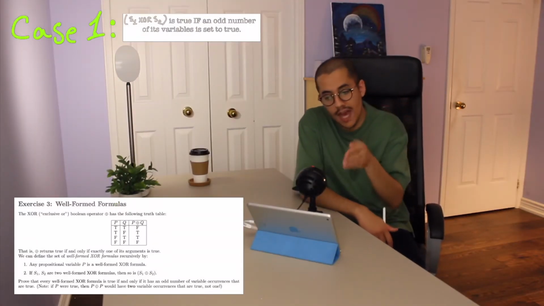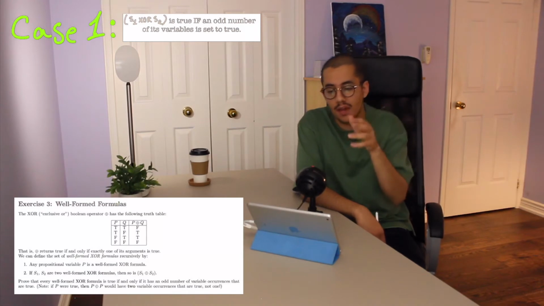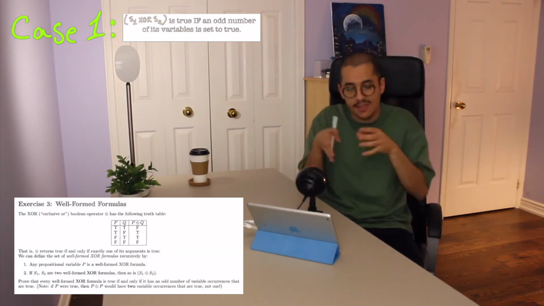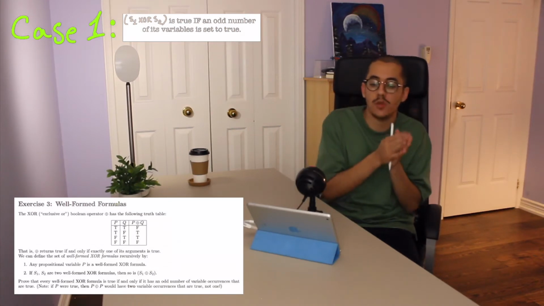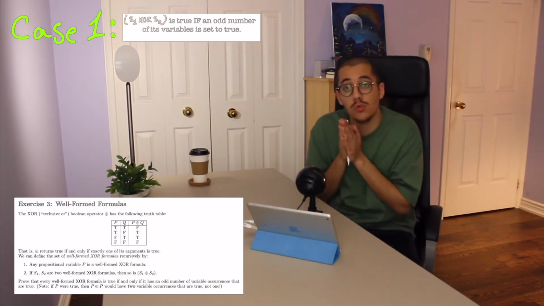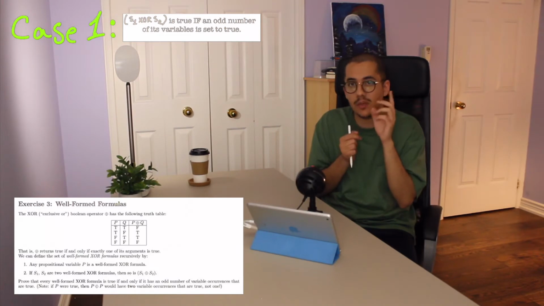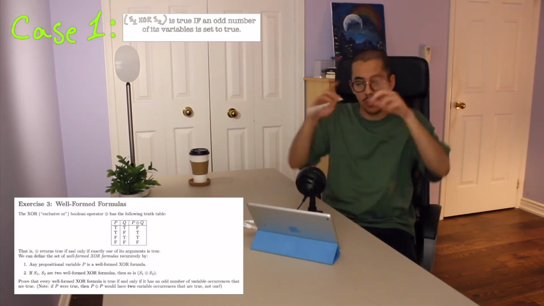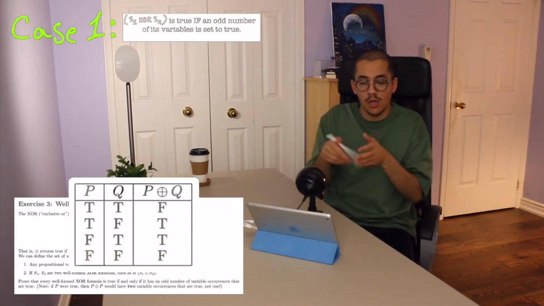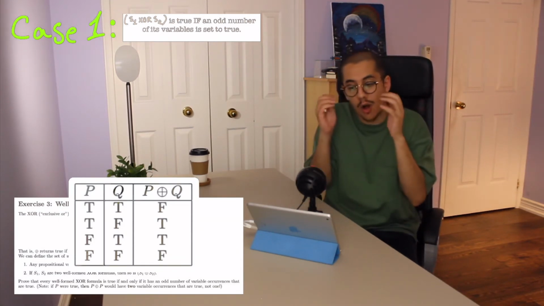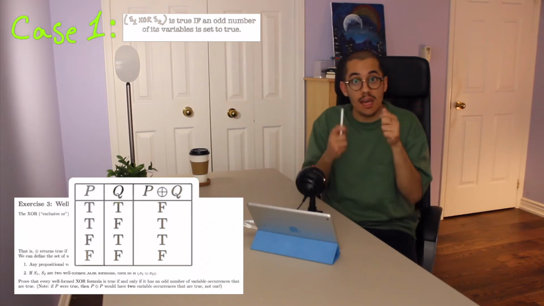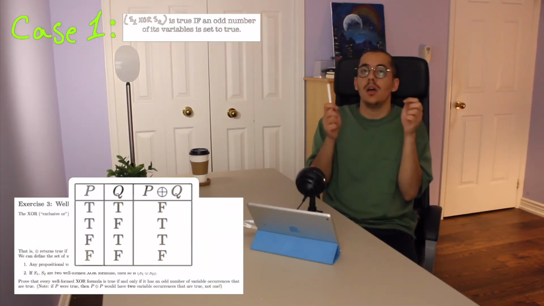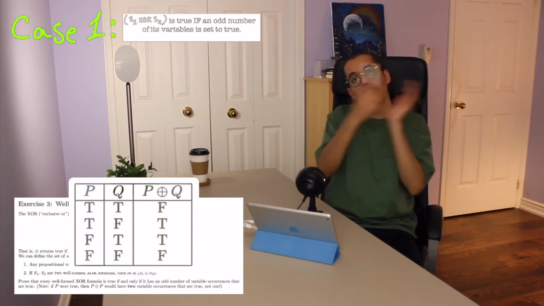If S1 XOR S2 is true, then an odd number of its variables is set to true. Let's dissect that a minute. If S1 XOR S2 is to be true, then exactly one of them has to be true and the other one has to be false. Why is that? Look at the table inside the question. There is no case where that combination can be true if both of them are false or both of them are true. So one has to be true and the other has to be false.